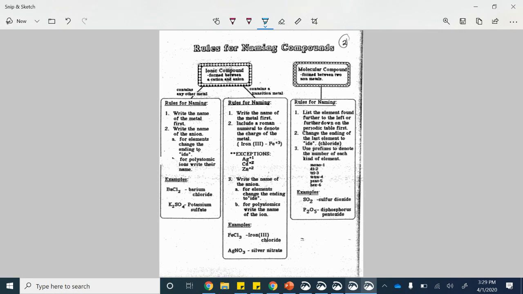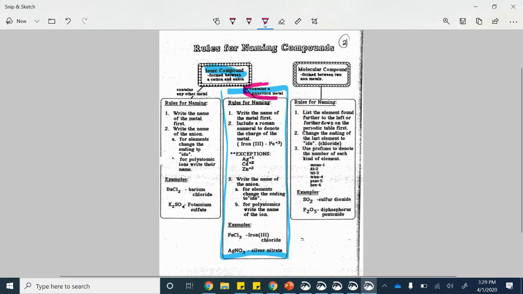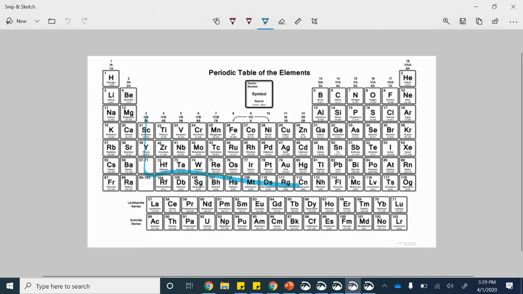We are looking at transition metals today. So this page is looking at rules for naming compounds. We're going to be specifically looking at the ionic compounds again, but now we're in this middle square. Right here it says ionic compounds that contain a transition metal. Remember, the transition metals are the metals that are in the D block. So it's going to be these metals specifically that we're looking at.